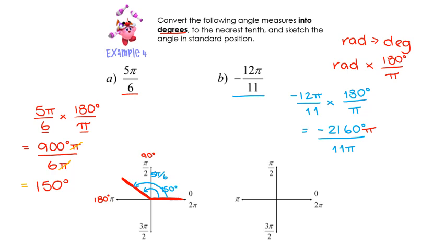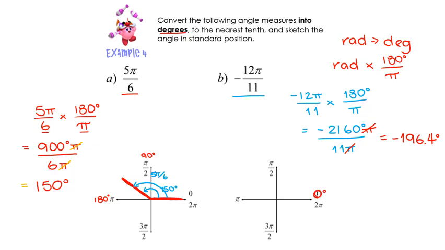It's negative 2,160 pi on top divided by 11 pi. So we're going to cancel out these pi's. And then negative 2160 divided by 11 is going to give us roughly negative 196.4 degrees. So if I want to draw that on my graph, 0 degrees would be on my far right.